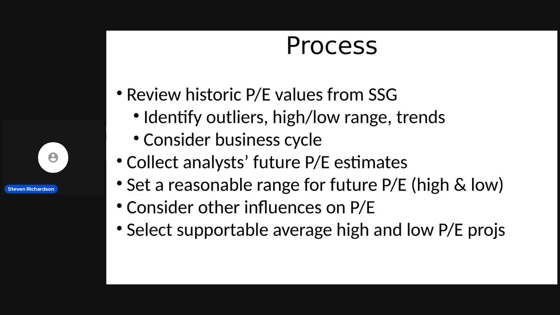Consumer defensive is steady because that's foodstuffs, peanut butter and bread and that kind of stuff that ConAgra makes. Collect analyst future price earnings estimates. You would do that from Value Line, Morningstar, MarketWatch, Zacks, NASDAQ, and then set a reasonable range for future price earnings. Consider other influences on the price earnings ratio. Select supportable average, high, and low.